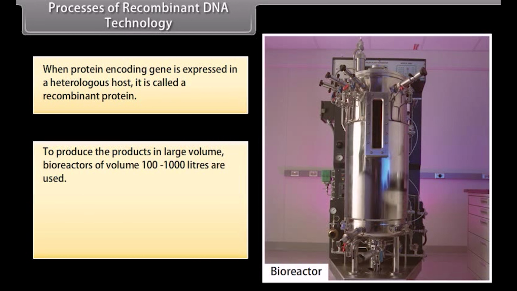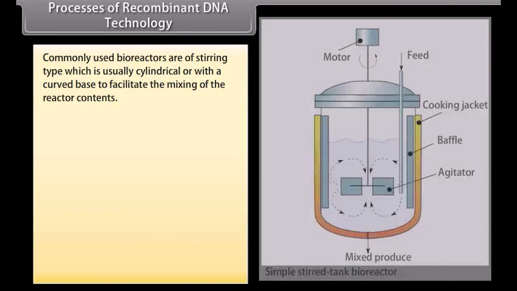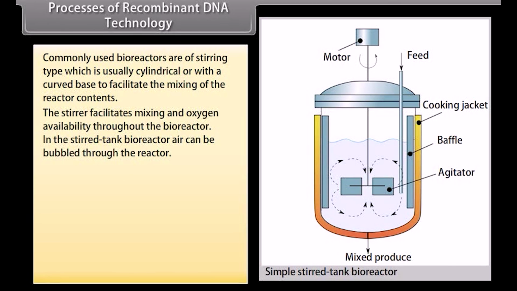To produce products in large volume, bioreactors of volume 100 to 1000 liters are used. Bioreactors provide the optimal conditions for achieving the desired product using growth conditions, temperature, pH, substrate, salt, vitamins, oxygen. Commonly used bioreactors are of stirring type, which is usually cylindrical or with a curved base to facilitate the mixing of the reactor contents. The stirrer facilitates mixing and oxygen availability throughout the bioreactor. In the stirred tank bioreactor, air can be bubbled through the reactor.